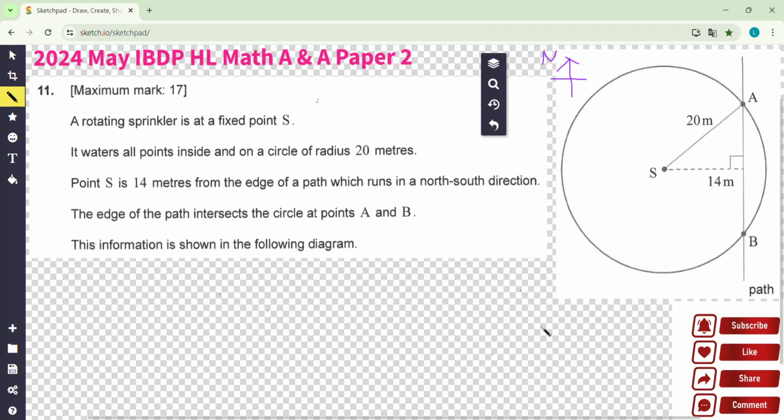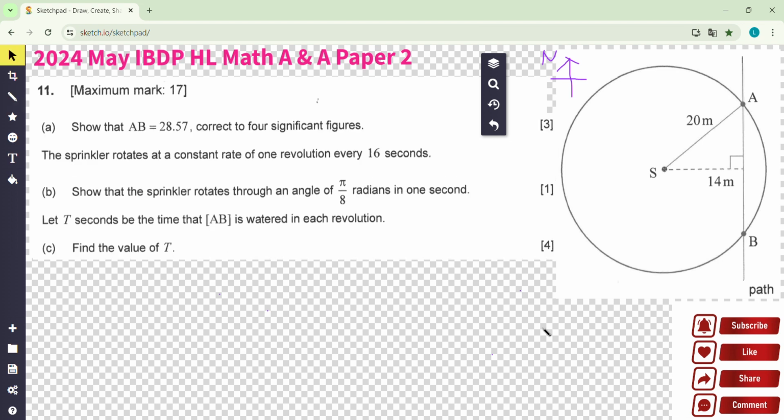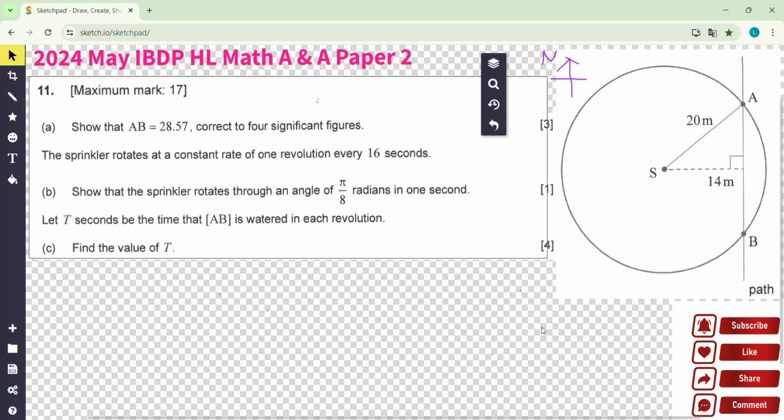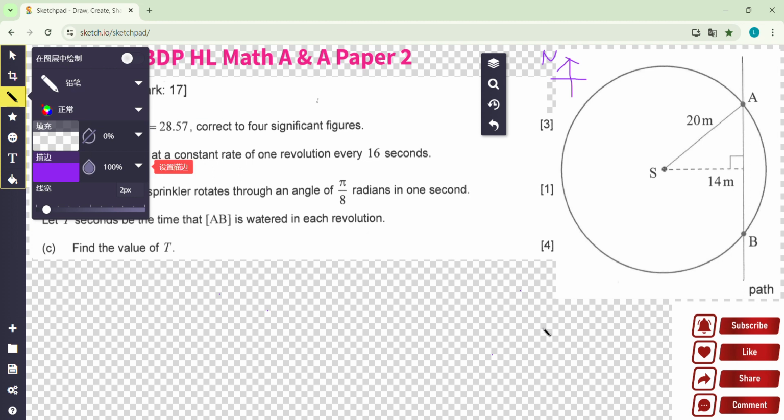Question 11 is about a geometry problem. Here's some description here. Look at all the things: 20 meter, 14 meter, A and B, and then north and south. All the things are on the diagram, so you just make sure of that. When you work on it, looking at the diagram is enough. You really have to forget this description too. This is the question. You really don't need to look at the previous description.